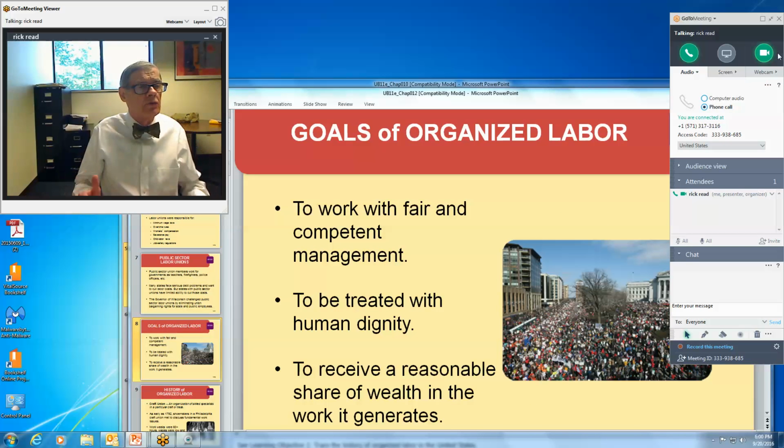What do unions want? They want to work with a fair and competent management organization. Look at the second one. They want to be treated like everybody else wants to be treated. What's wrong with that? Nothing. And they want to receive their fair share of the wealth that they happen to help create. Again, I don't think there's anything that we should say is un-American in that stance.